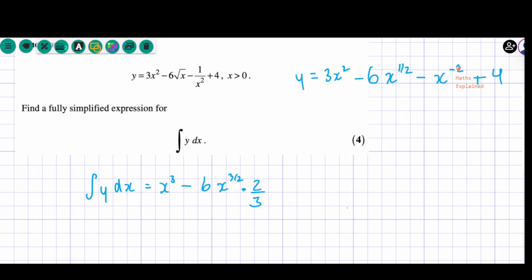-2 plus 1 is -1, and if we had a negative, that becomes a positive if we divide by -1. So that's x to the -1, and the 4 becomes plus 4x, and also never forget to add the constant. So then we just need to neaten things up. 6 divided by 3 is 2, times 2 is 4.